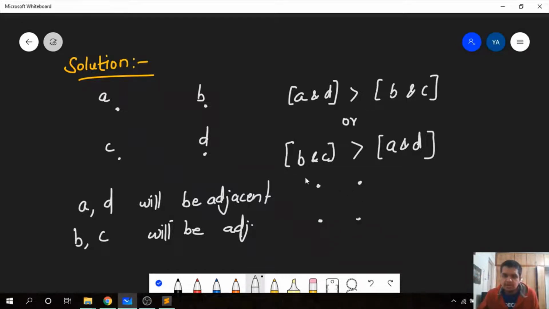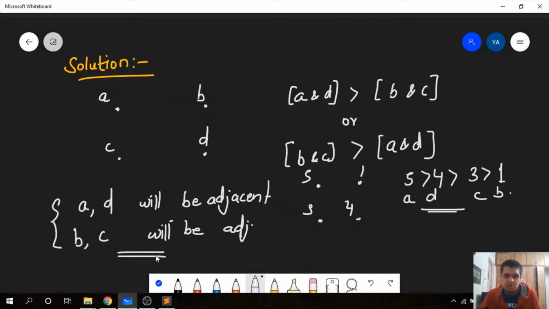So I think 5, 1, 3, 4. So this is a valid sweet rectangle. Now over here 5 is greater than 4, greater than 3 and greater than 1. So 5 and 4 are A and D, and 3 and 1, this is C and this is B. So what we said over here holds true with respect to the sorted order.